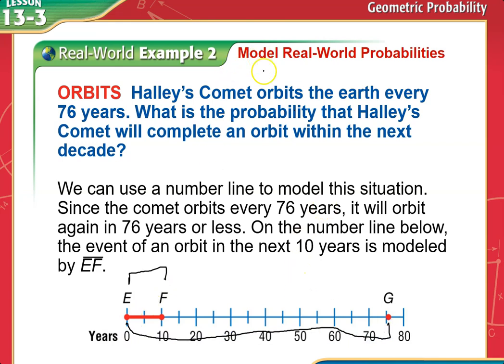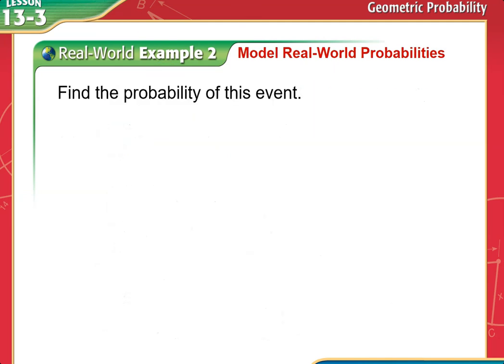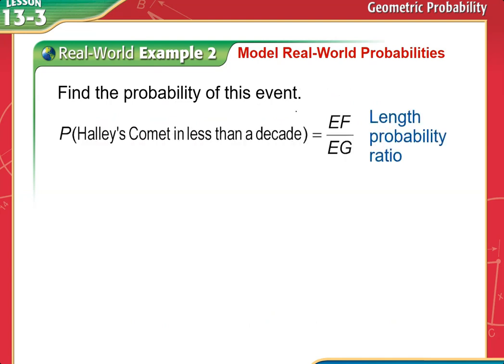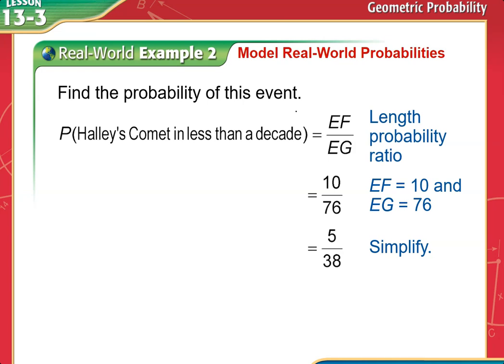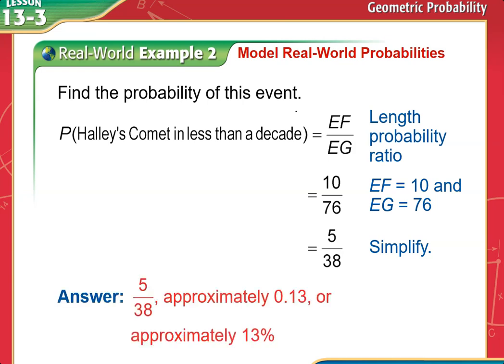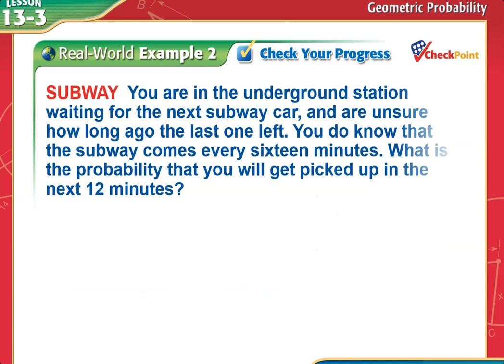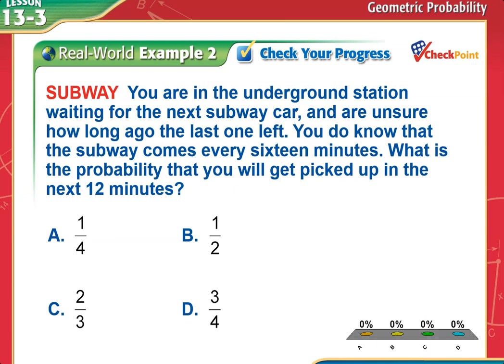So we can find the probability of the event, just like before, by division. Okay? We're going to do this by taking the EF over the EG, or 10 over 76. Reduces that down to 5 over 38, or approximately 0.13 or 13%. That's pretty easy. Okay, here's one for you to try. Go ahead and pause your video and find out what's the probability that you will get picked up in the next 12 minutes.